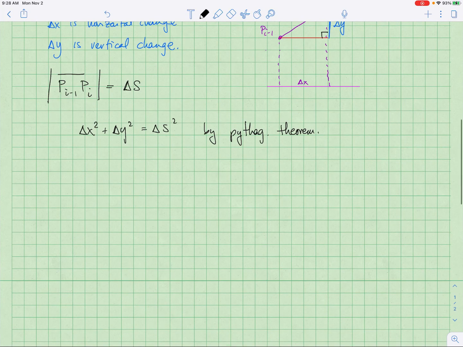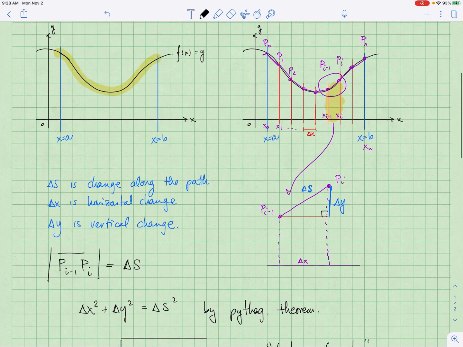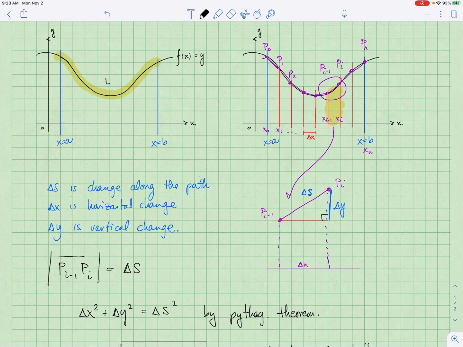And if that's the case, then what we're looking for here, delta s, is the square root of the change in the x direction squared plus the change in the y direction squared. I mean, this is a distance formula, right? So there you have it. Now, let's call this arc length L. So L is the letter we're going to reserve for arc length.